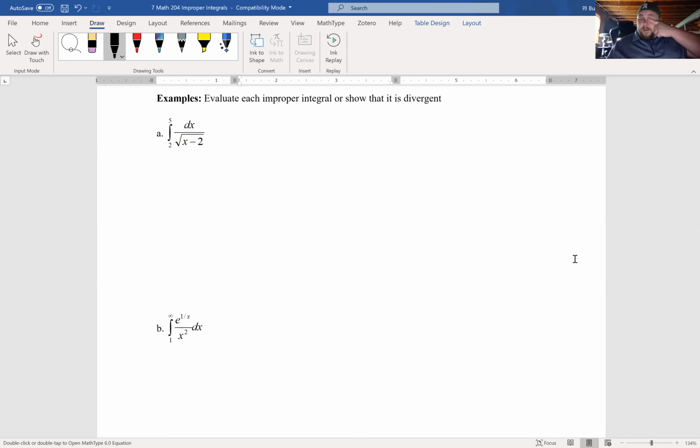So I'm looking at this problem here, and it should be clear that if I plug the bound 2 into the original function, I would be dividing by 0. So that's my problem child here for this problem. And so I need to introduce a limit, and then integrate from that constant up to 5 of the integral.